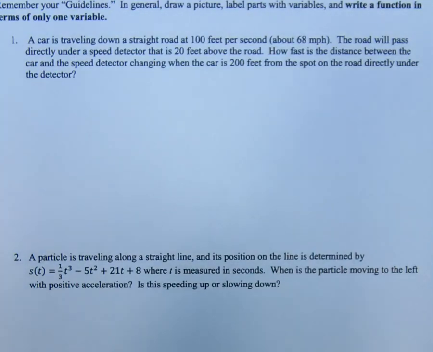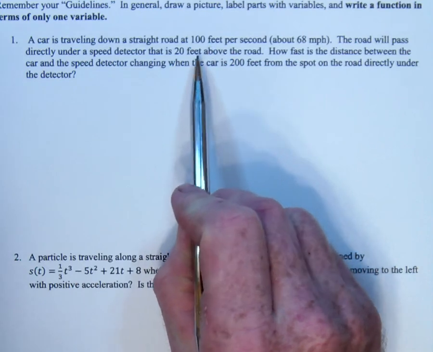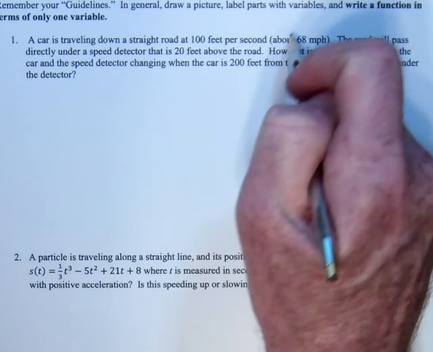All right, here's a review for what's called Exam 4. This is an exam that I did not make up, but I'm doing for someone else. This is Math 3A. The first one, this car is traveling down a straight road at 100 feet per second. Notice that this is in feet and feet and feet, so this you don't need at all. Just get rid of it right now.